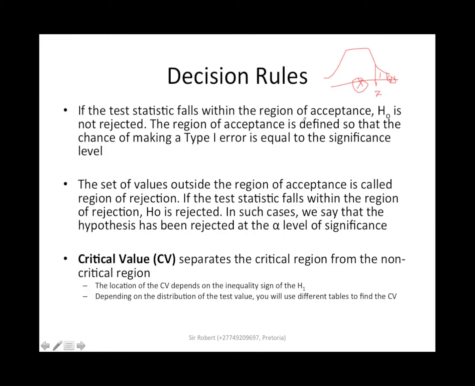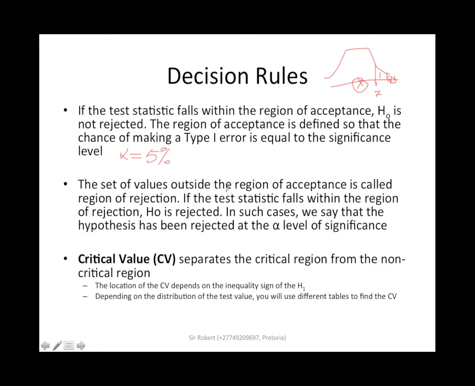So if the test statistic is within the region of acceptance, H0 is not rejected, and the region of acceptance is verified, so that the chance of making a type 1 error is equal to the significance level. When we make that decision, we specify at what significance level. If alpha is equal to 5%, we should specify it in our conclusion.